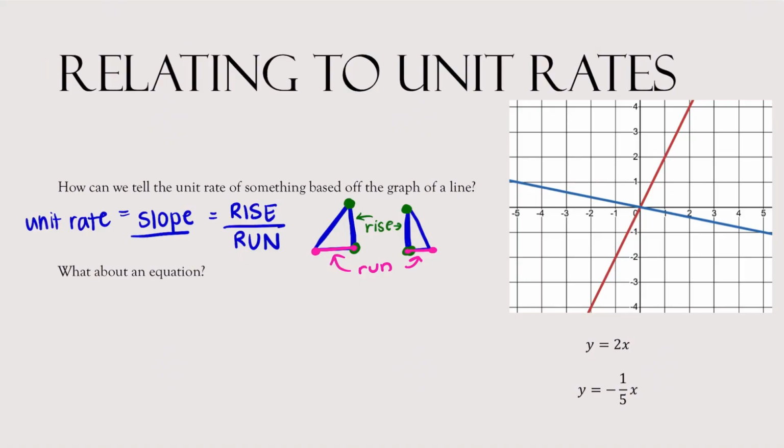If I have an equation, and we're not going to be talking about lines that are anywhere else except for the origin right now, this number in front of x is actually the slope. So that's how you would tell what the unit rate is. It's just that number in front of x.